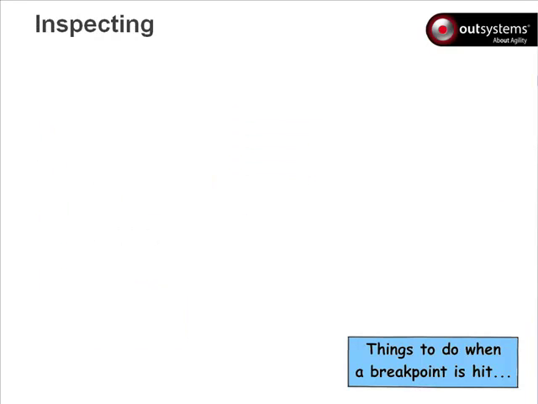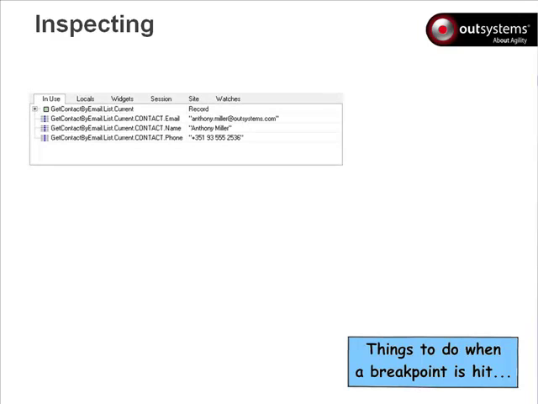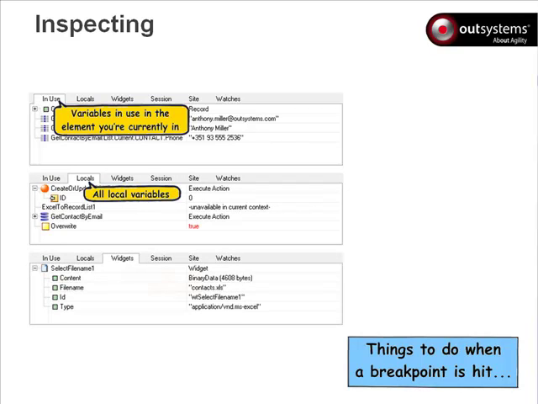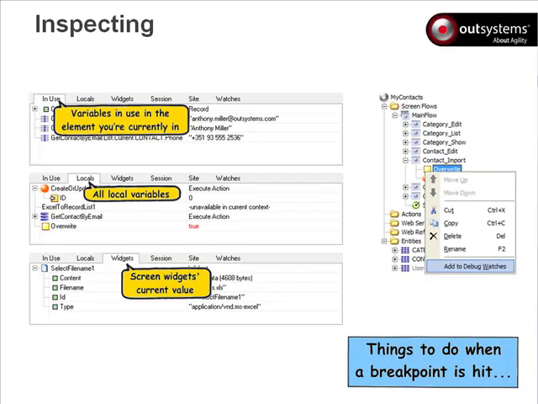The other activity you typically do once a breakpoint is hit is inspecting the current value of your variables. This is also done at the lower pane of your workspace. The variables in scope are presented in a series of tabs. The first of these tabs displays the current value of the variables in use in the element you're currently in. The Locals tab displays all local variables, and the Widgets tab the current value of the properties of the screen widgets. The Session and Site tabs relate to concepts we'll address later on.